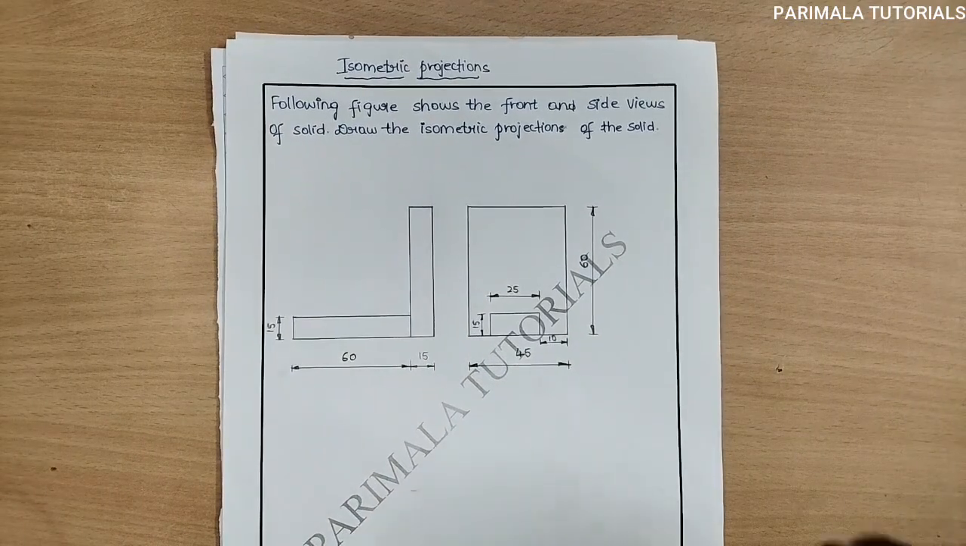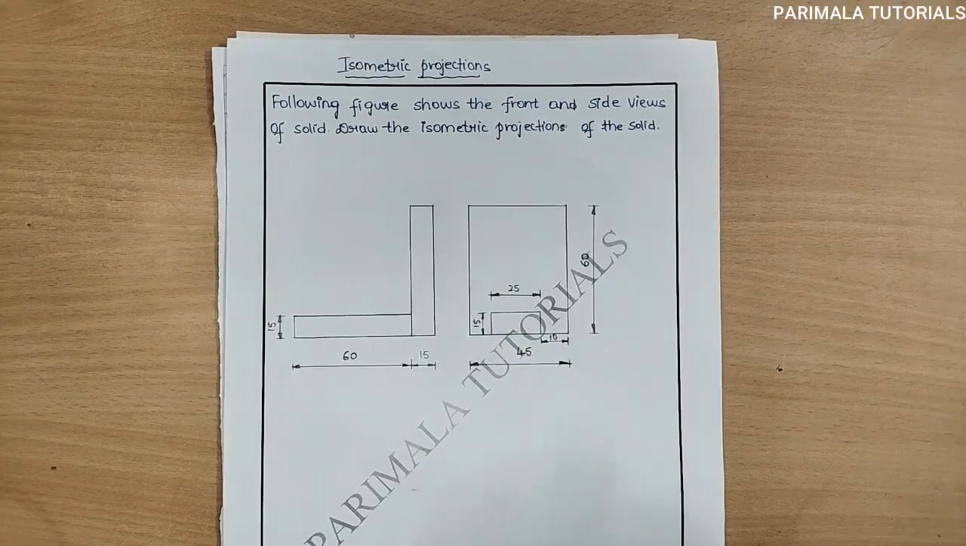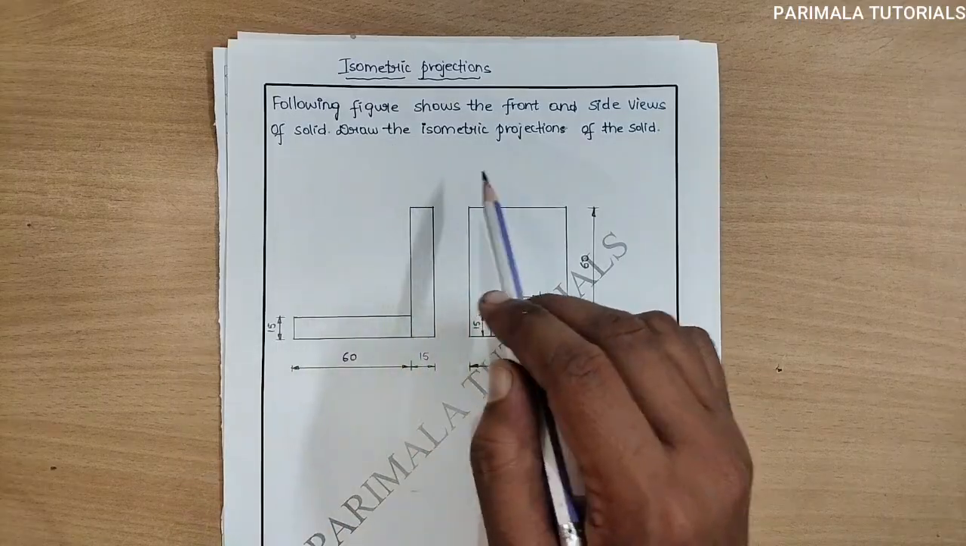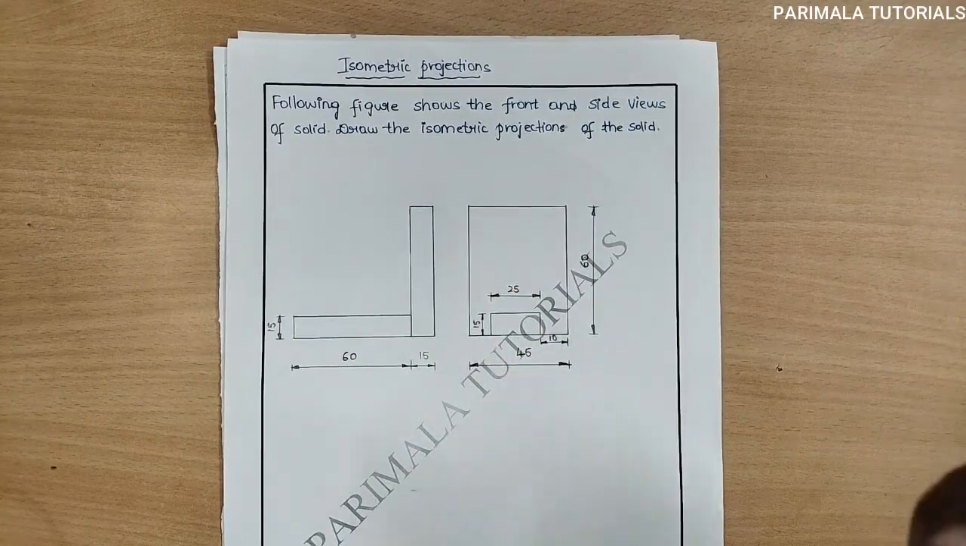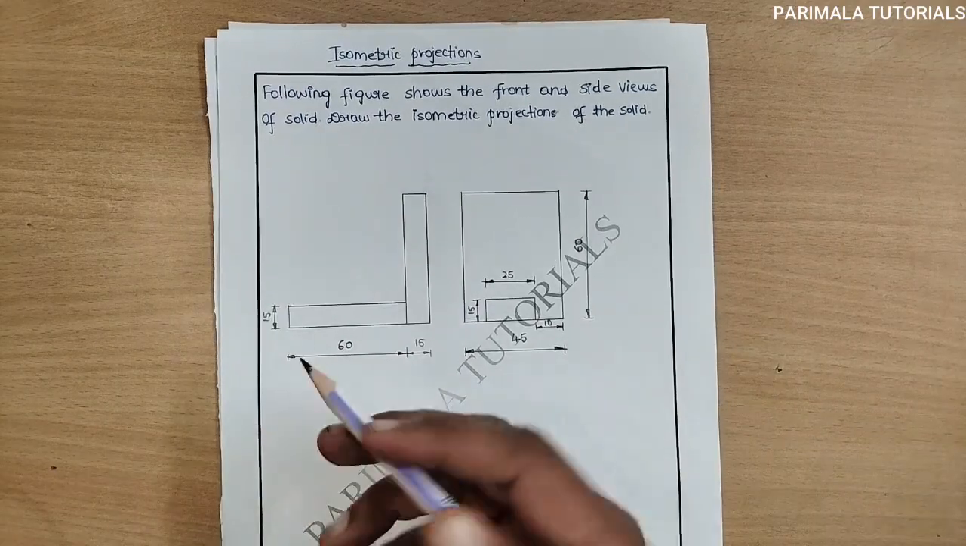In this session, let us see the next example based on isometric projections. The question is like this. The following figure shows the front and side views of the solid. Draw the isometric projection of the solid. Front and side view of a solid is given. One has to obtain the isometric projections. The dimensions are clearly given.